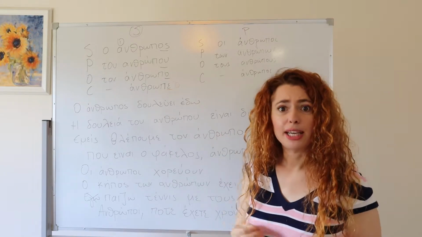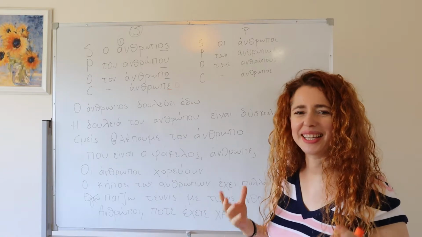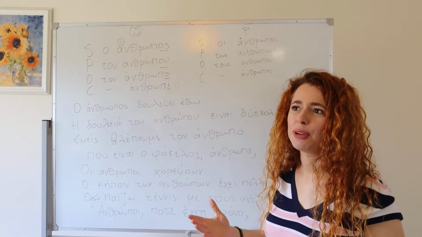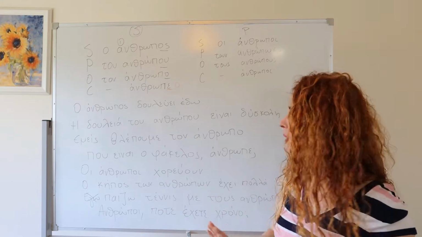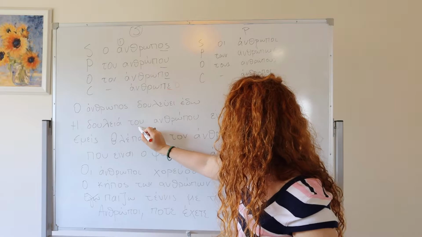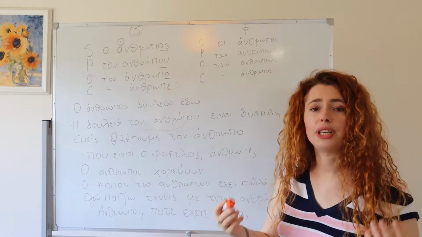We could say τα παιδιά του ανθρώπου πηγαίνουν σχολείο. The children of the human go to school. We could say τα παιδιά πηγαίνουν σχολείο. The children go to school. We don't have to really say του ανθρώπου. This is extra information that we add in the sentence because we want to specify who the noun belongs to.